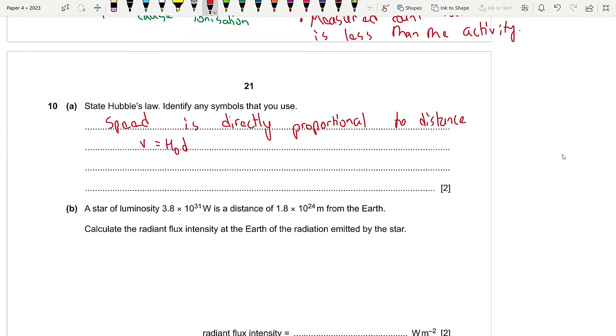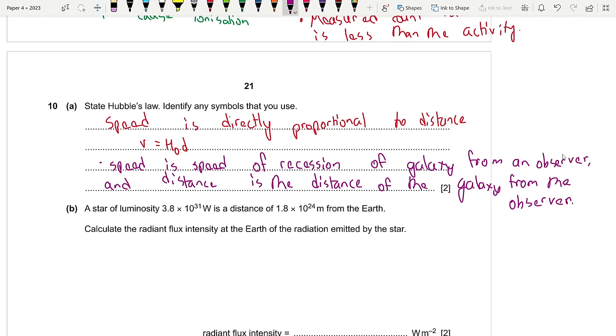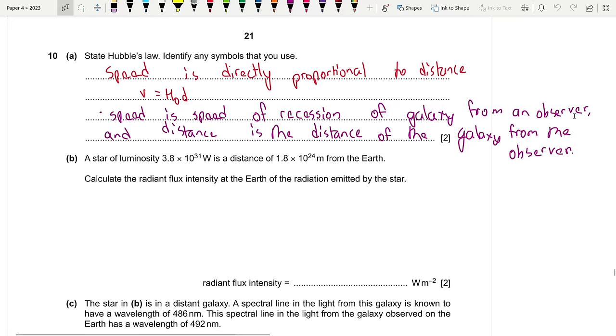Now we need to explain what these are. So basically, the speed V is the speed of recession of a galaxy from an observer. And what is D? Distance D is the distance of the galaxy from the observer. This is the gist. Speed is the speed of recession, V, from an observer, and distance is the distance of the galaxy away from the observer. Now, speed of recession means how fast it is moving away from the observer, right? And H naught is the Hubble constant.